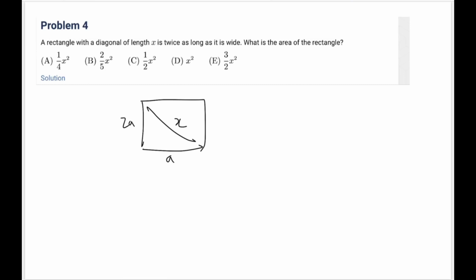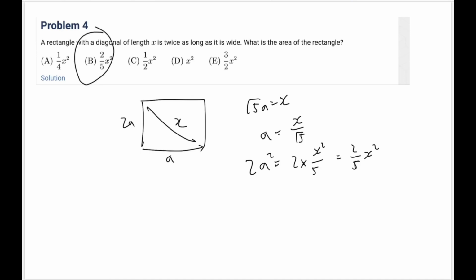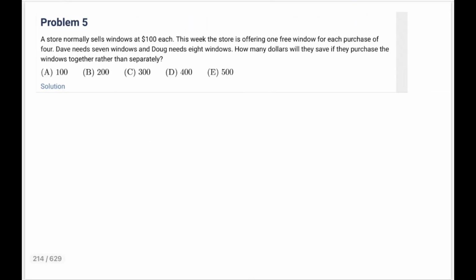So root 5 a is x, so a is x over root 5. A squared times 2, so 2a squared is the area of the rectangle, right? So 2a squared is 2 times x squared over 5, so this is 2 over 5 x squared, and so the answer is B.